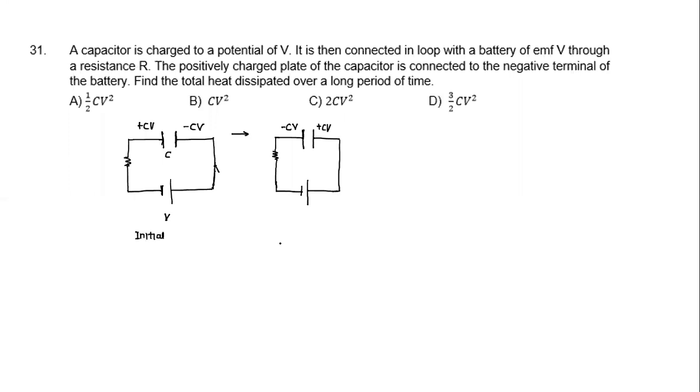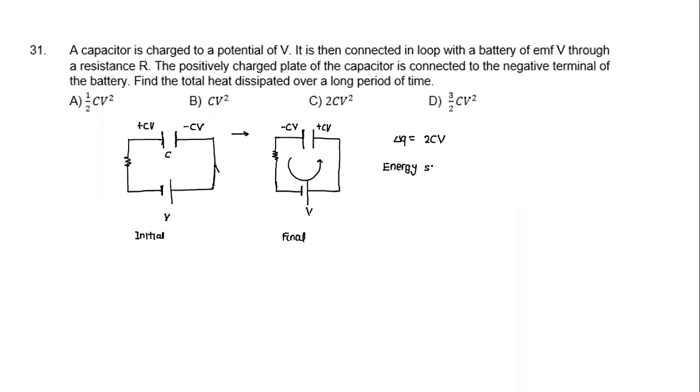What does this involve? From initial to final state, what is the charge transfer? What is the charge flow? There's a current, but we are not interested in the current here. We're interested in what is happening overall over a long period of time. Very easily, the charge transfer is equal to 2CV. So this much charge moves from the negative terminal of the battery to the positive terminal. It means, what is the energy supplied by the battery?